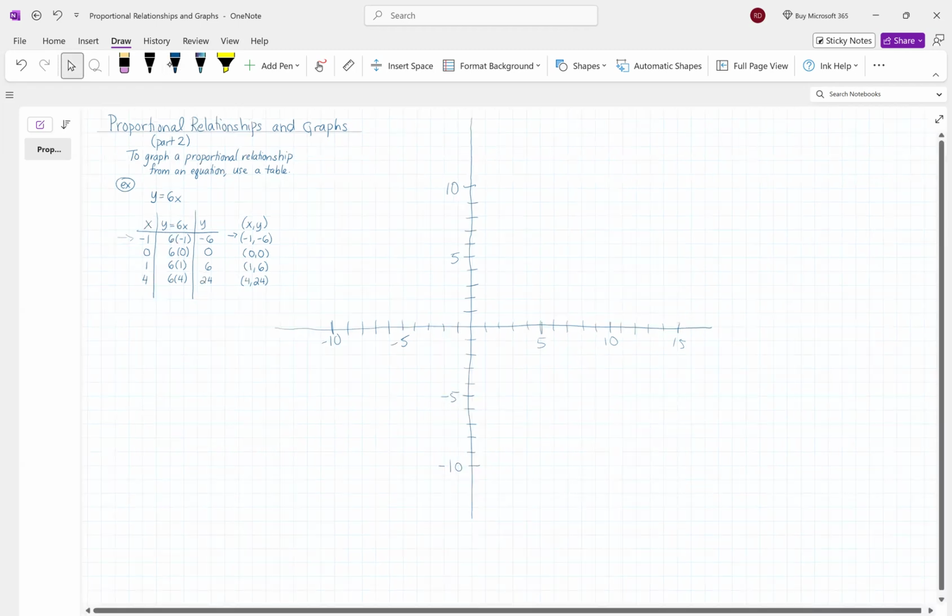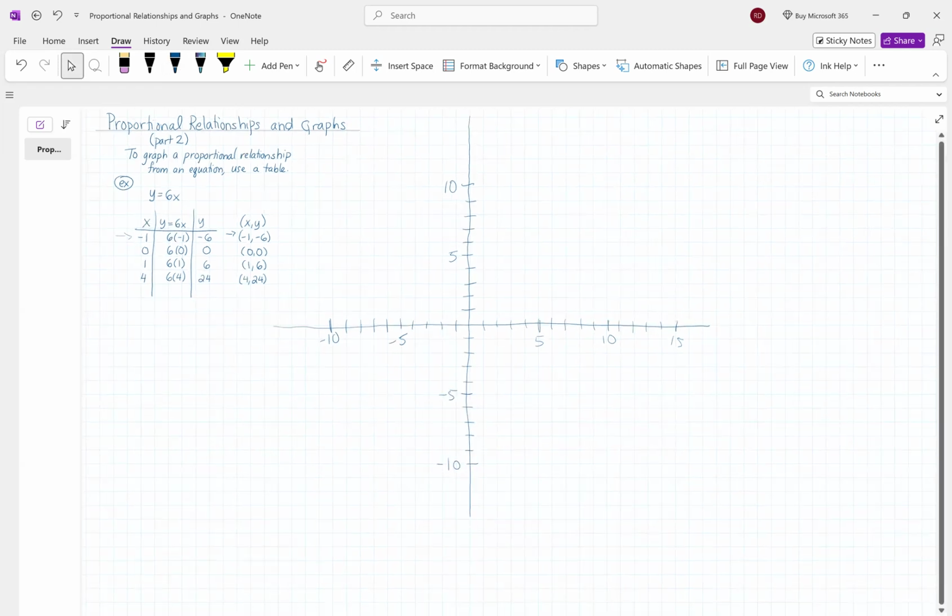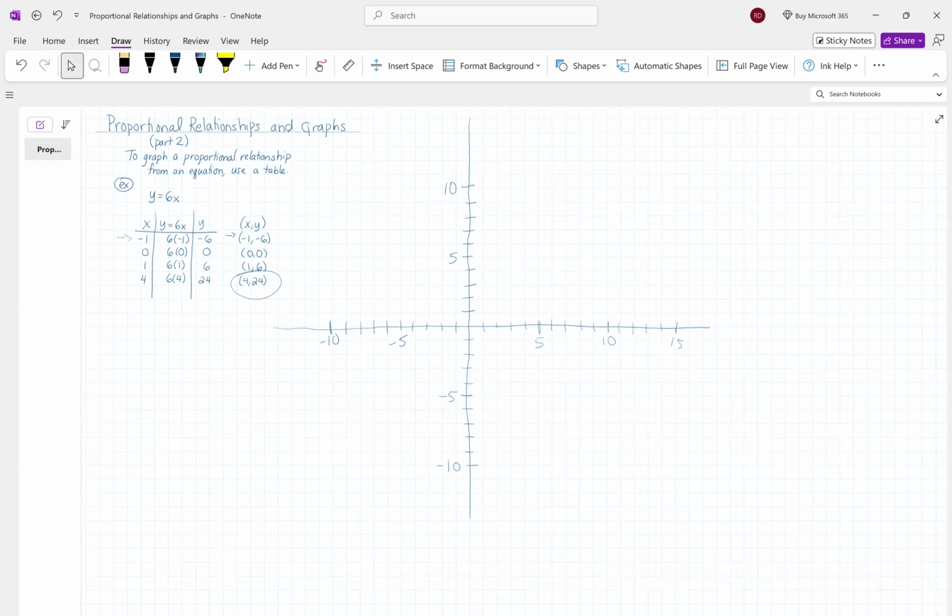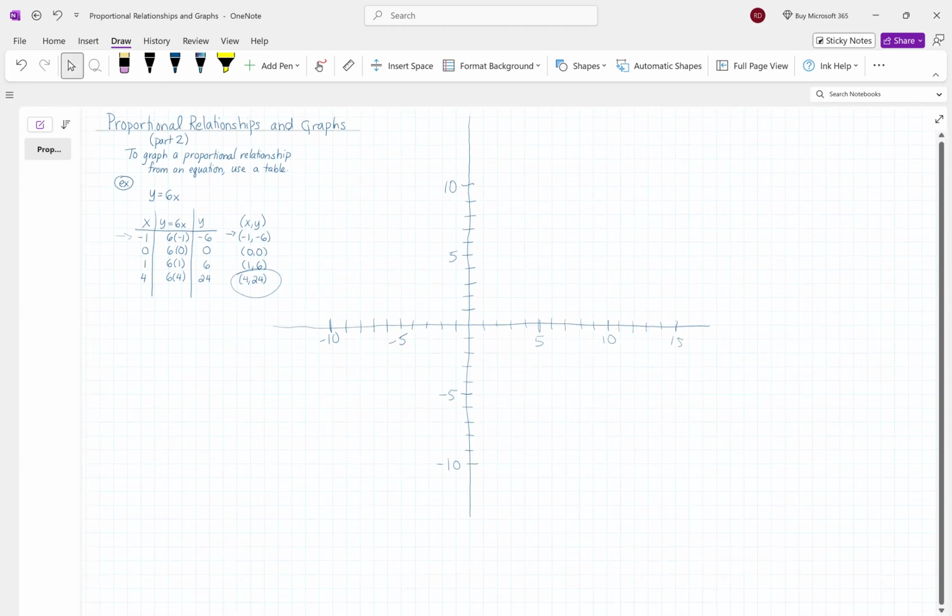There's no way I'm gonna fit 4, 24 on this graph. So we'll talk about what happens in that case. And it's possible you might be able to fit it, but I'm not gonna fit it. But at this point, we use a table. So we find X, Y values. So find X, Y ordered pairs. And then we're going to graph them.